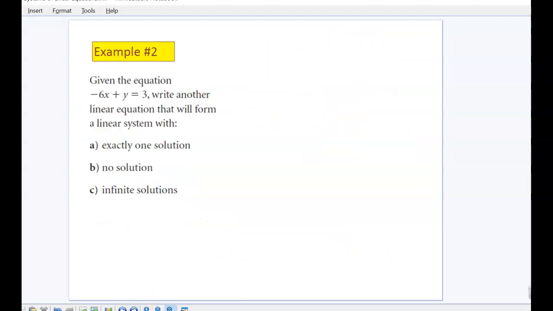linear system has. In our next example, we're given the equation negative 6x plus y is equal to 3, and we want to write another linear equation that will form a linear system with exactly one solution. So let's first of all get this equation in the form y equals mx plus b. So we know our slope is 6 and our y-intercept is 3.